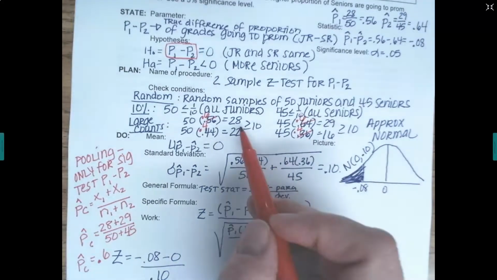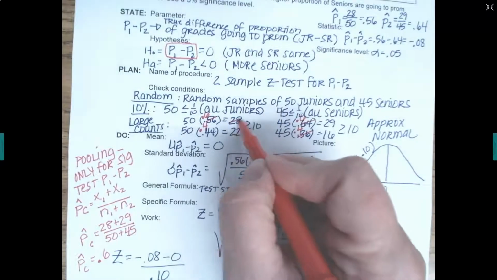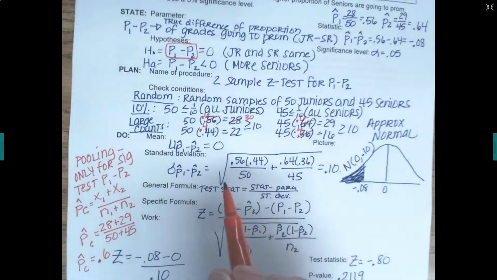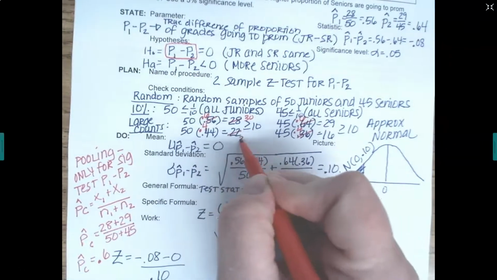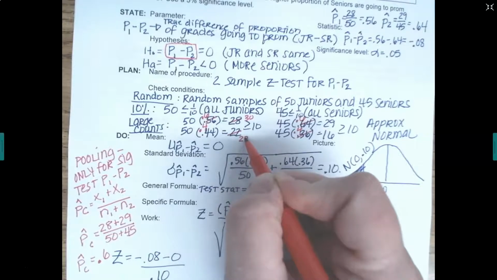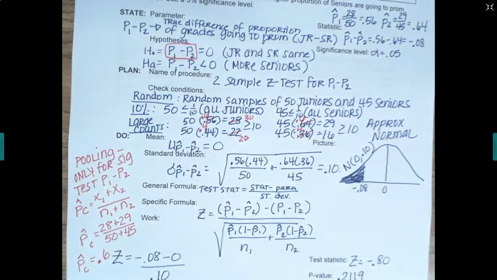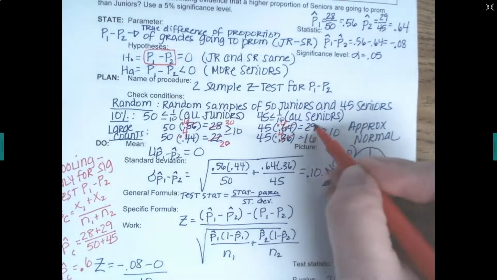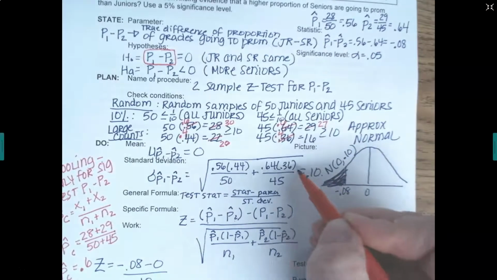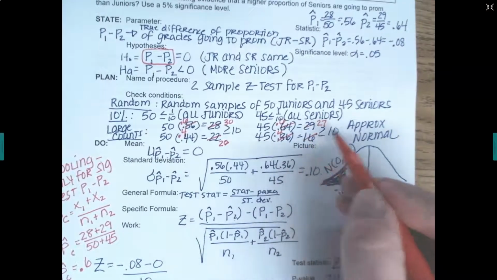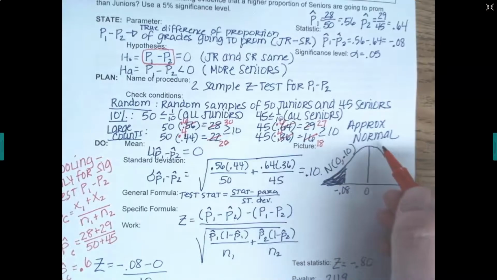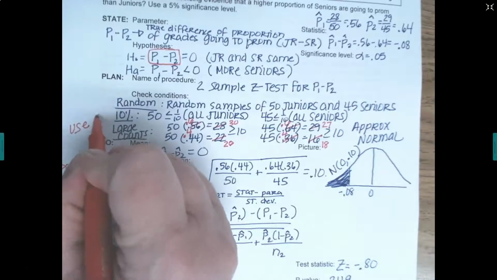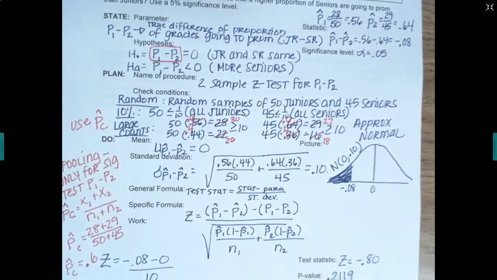What happens is it's going to change our numbers, and you're going to see it's not going to change them a lot. We got 28 here. When I recalculated it, I got 30. It's not a big change. We had 22. When I recalculated, I got 20. Okay. 45 times 0.6 is 27. And 45 times 0.4 is 18. We're still approximately normal, but for our large counts, we want to use the pooled proportion.